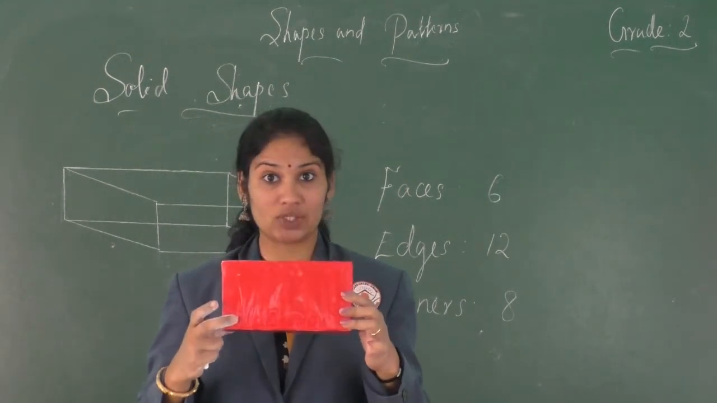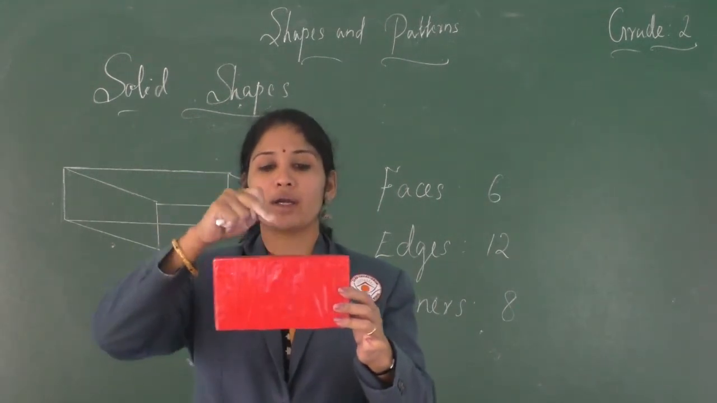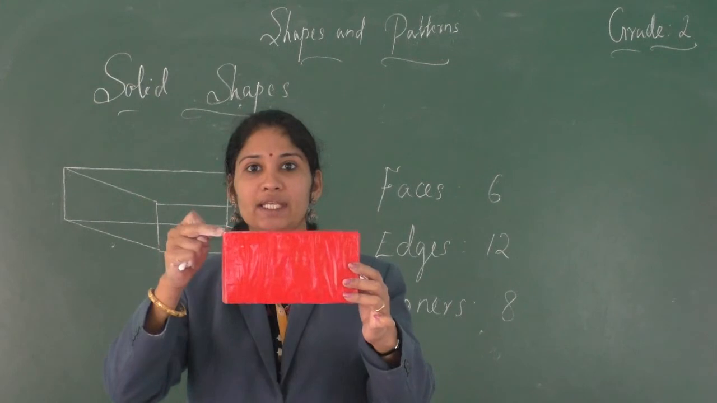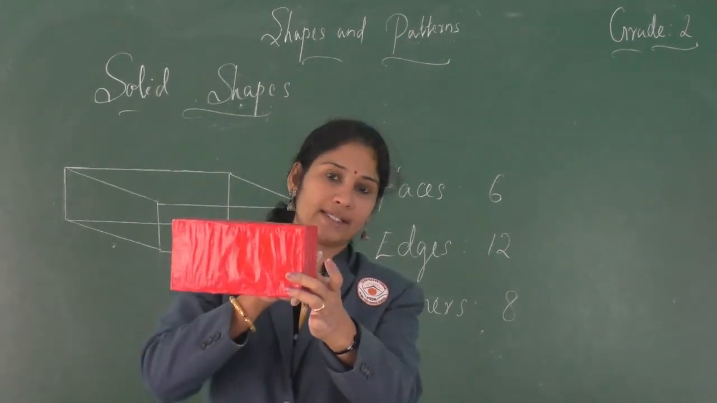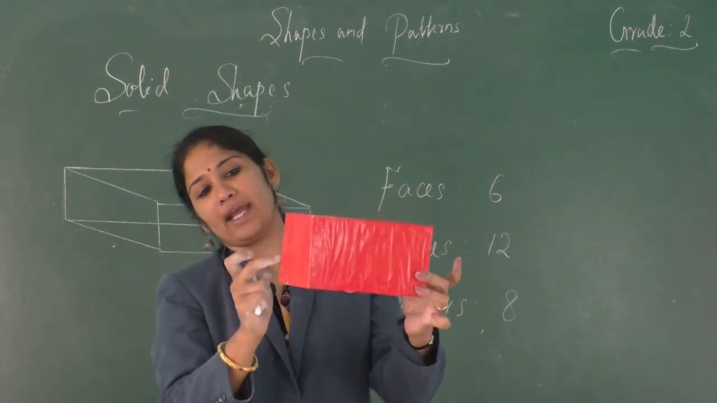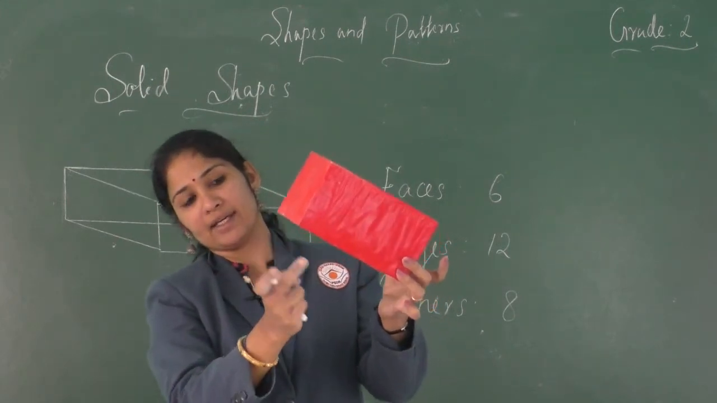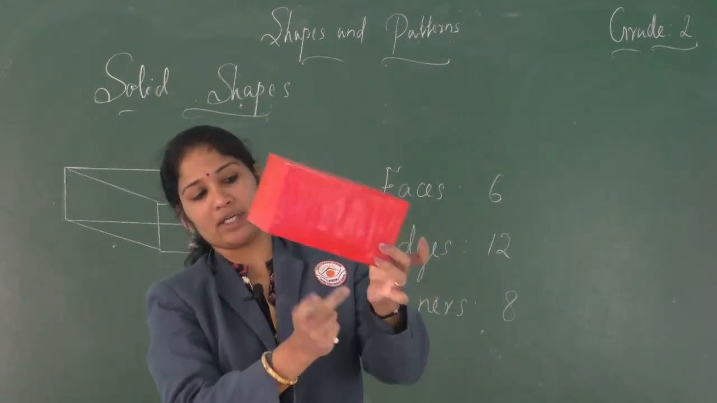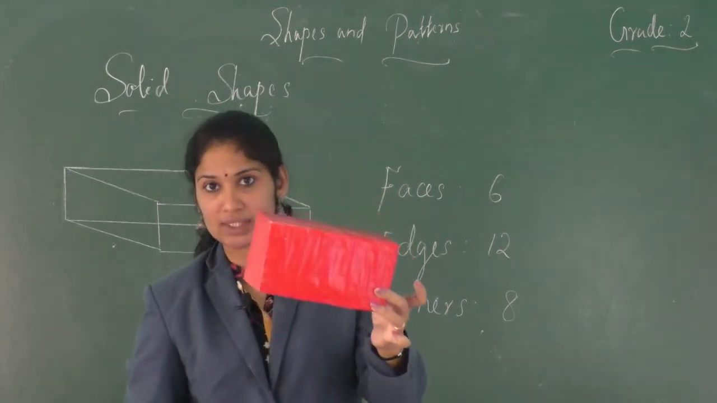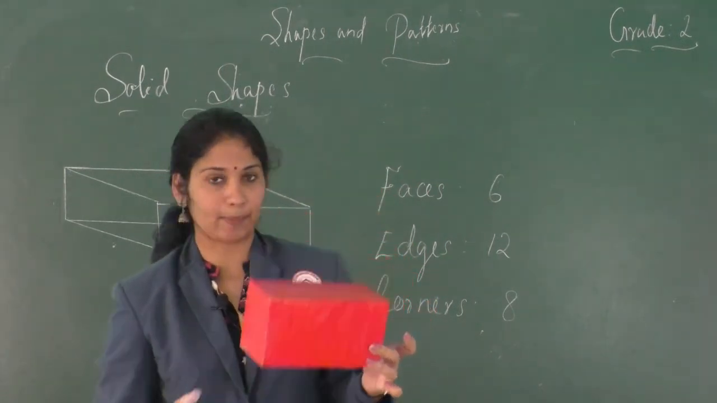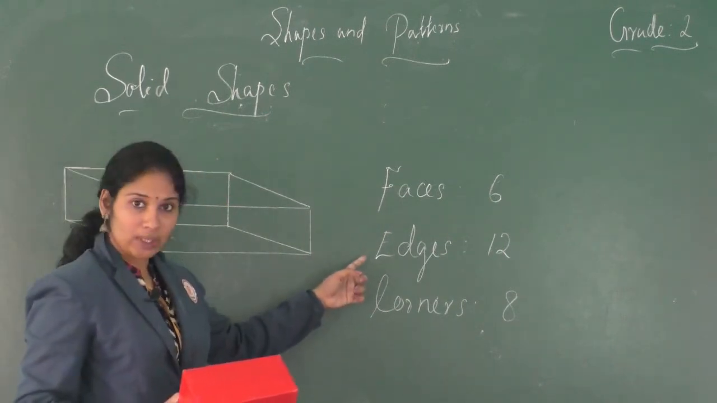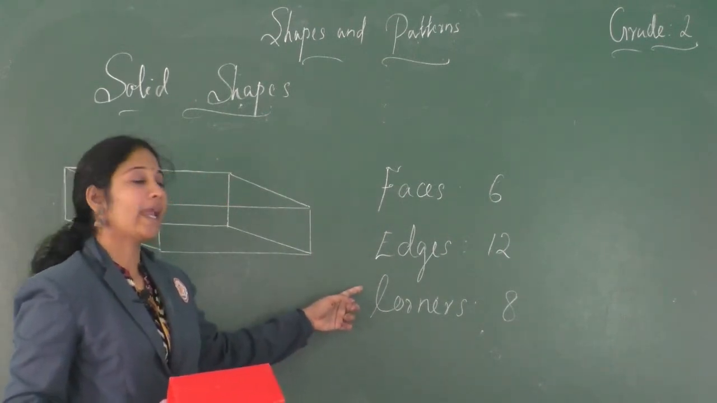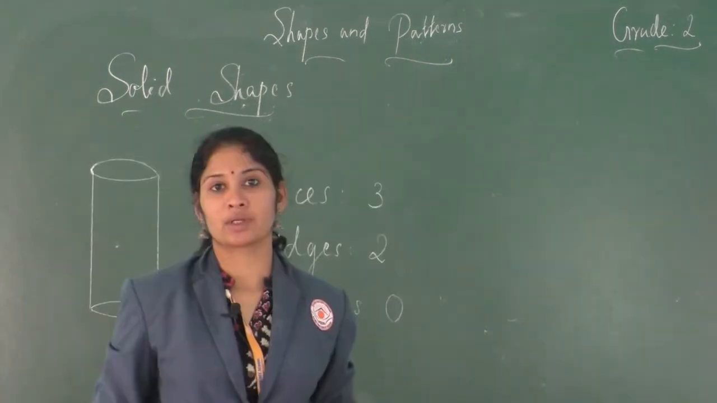And how many edges? 1, 2, 3, 4, 5, 6, 7, 8, 9, 10, 11, 12. How many edges? 12 edges. Cuboid has 6 faces and 12 edges and 8 corners.